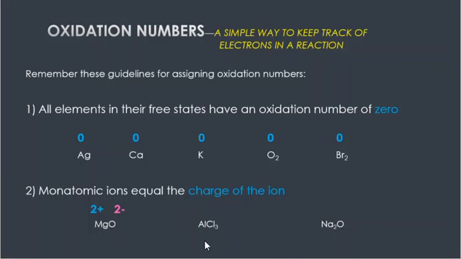In the next compound, aluminum chloride, aluminum, the metal, is the cation with an oxidation state of +3. Remember, it's in group 13. Chloride has a -1 charge. It's a halogen. And then lastly, looking at sodium oxide, sodium, an alkali metal, group 1, will have a +1 charge or oxidation state, and oxide will still be -2.